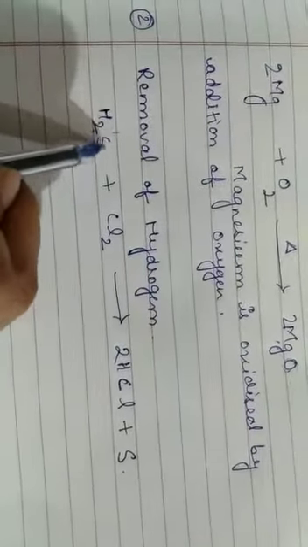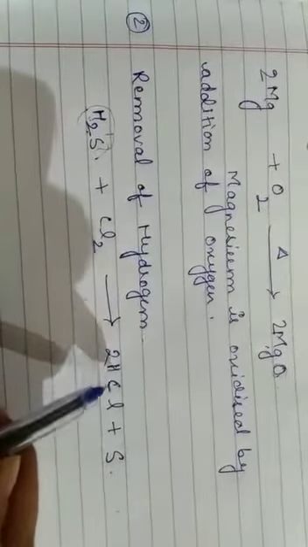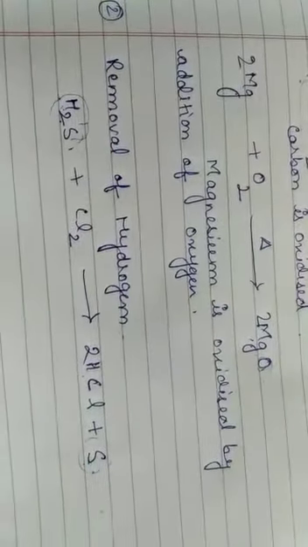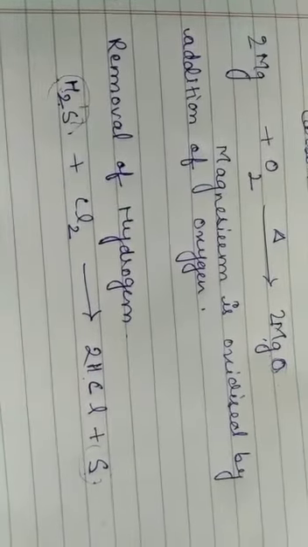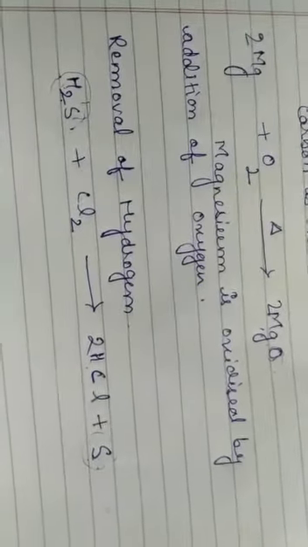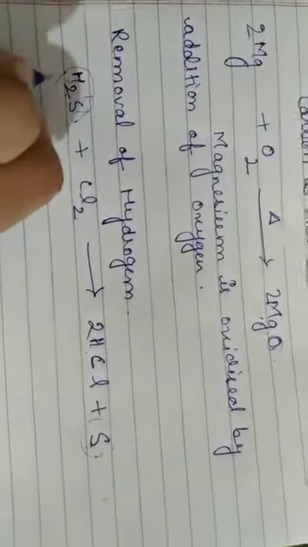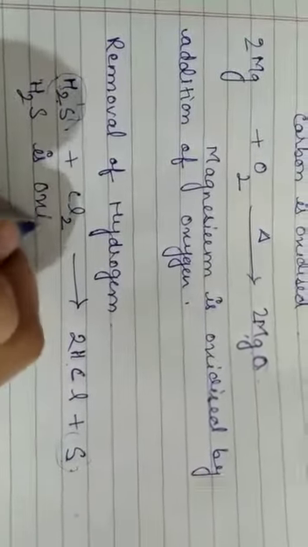So what happened here? Here, hydrogen is removed from the hydrogen sulfide in the reactant. What will we say? That hydrogen sulfide reacts with chlorine, it gets oxidized to sulfur due to loss of hydrogen. So H2S, that is hydrogen sulfide, is oxidized.